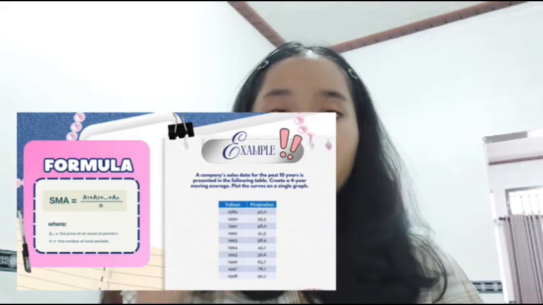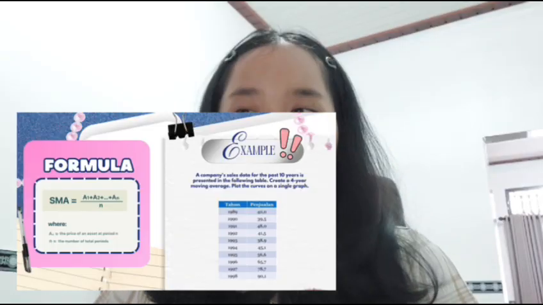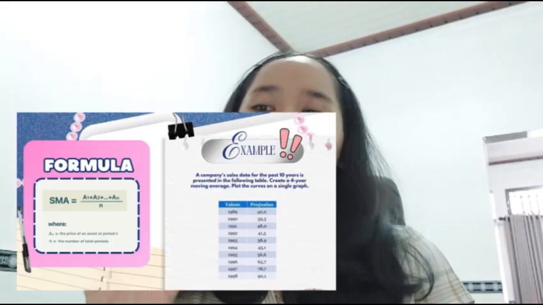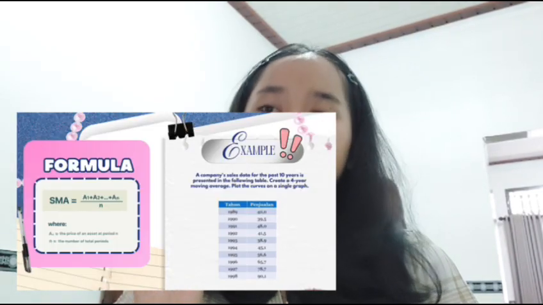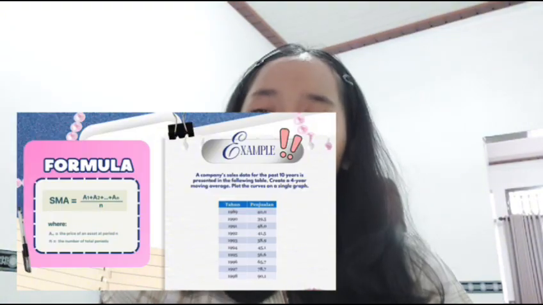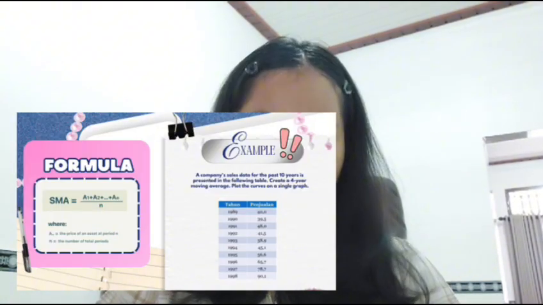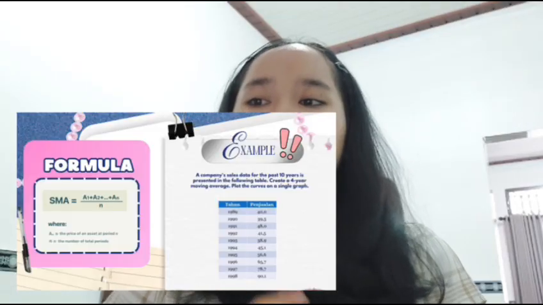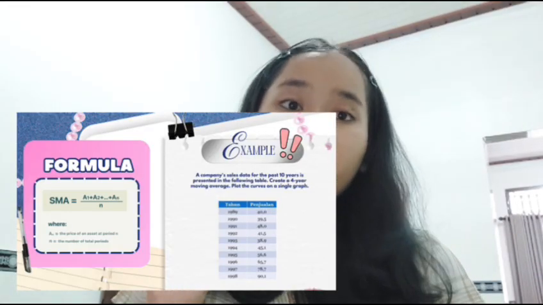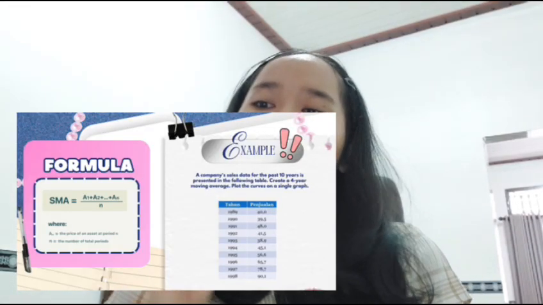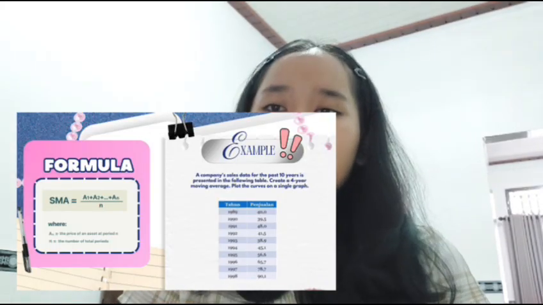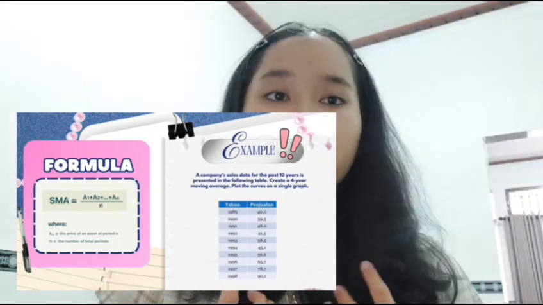And there is also the formula of the simple moving average. It is a1 plus a2 and so on up to an, divided by n, where a is the price of an asset at period n and n is the total number of periods. Okay, we move to an example to make it clearer.